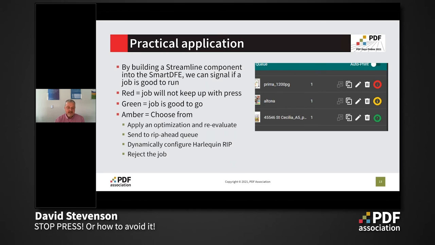So the other possibility is that you do RIP ahead. You send the job off, RIP it to disk, and then send the job from the disk. Or you dynamically configure the Harlequin RIP in an effort to ameliorate the problems, or just reject the job altogether. So that's a practical example of how this technology shows up in the panel. And I think this is from our print operator controller app. So I'm almost at the end, you'll be glad to hear.